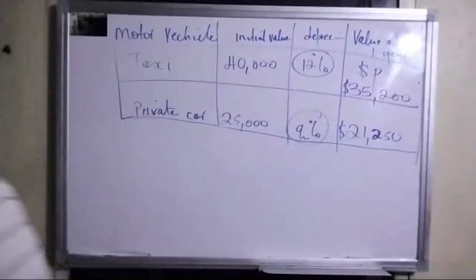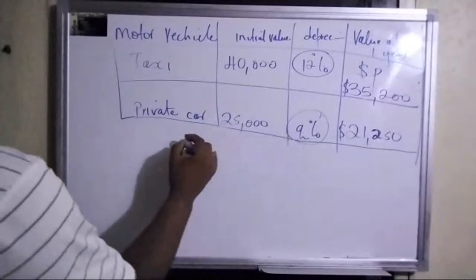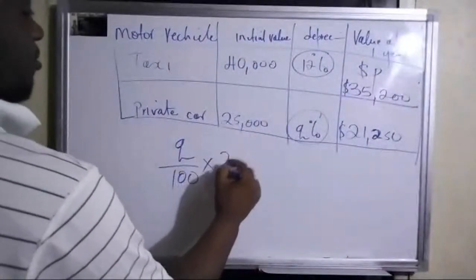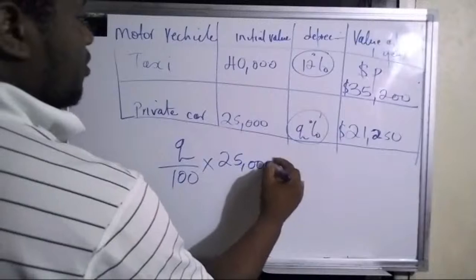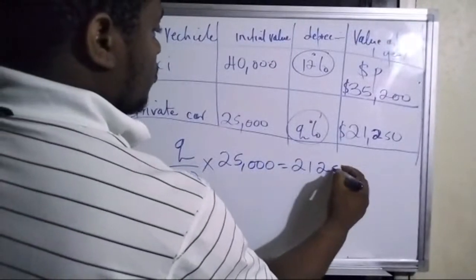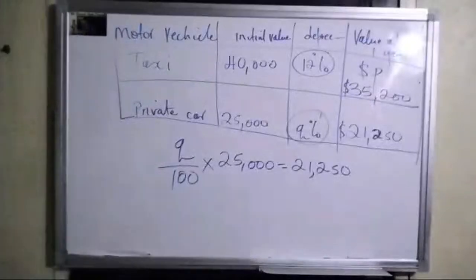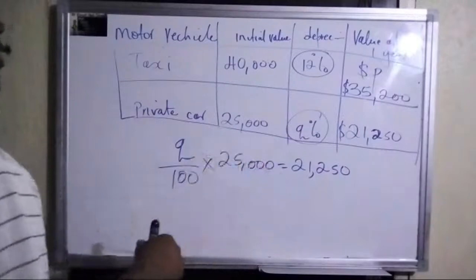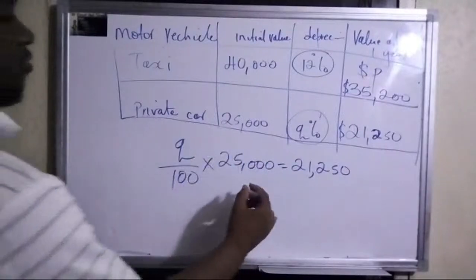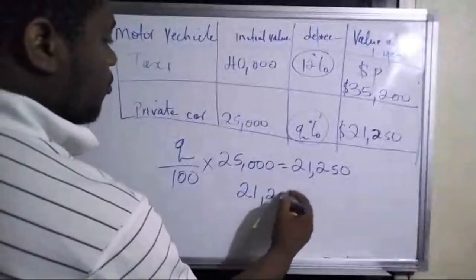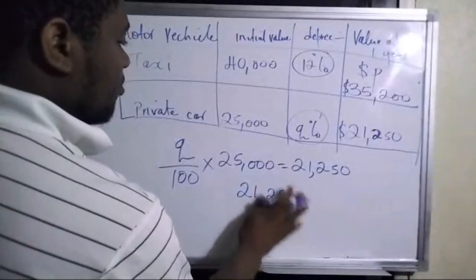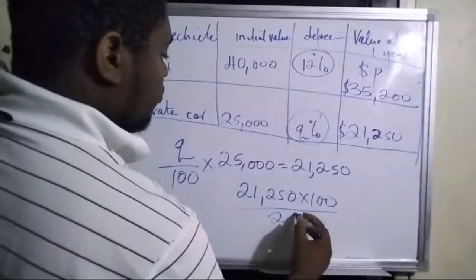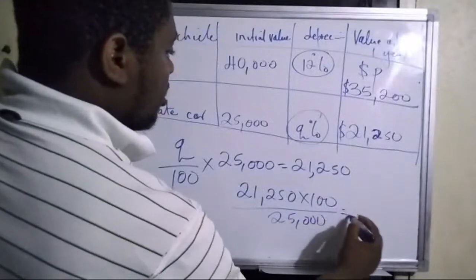So we don't know what Q is. Q percent means Q out of 100 times this, and this gave us a value of this. So that's how we got this. Alright, so all we have to do is transpose: what's being divided, we multiply, and what's being multiplied, we divide. So it's 21,250 times 100 divided by 25,000.